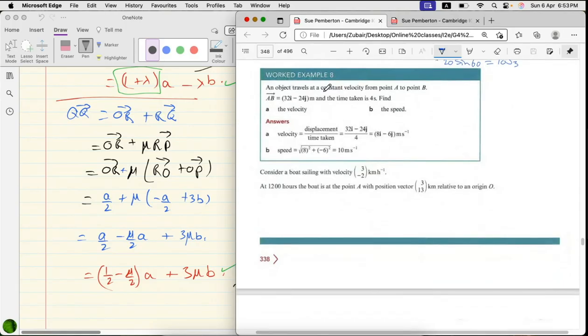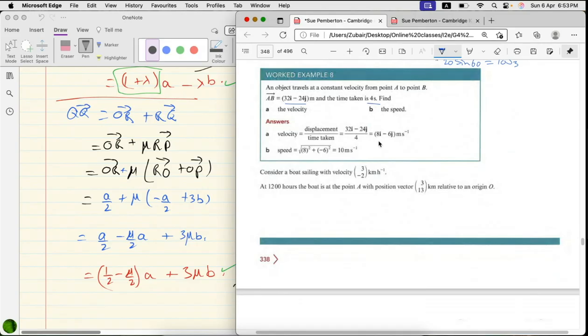An object travels at a constant velocity from point A to point B. AB is given as 32 in the x direction and minus 24 in the y direction. The time taken is 4 seconds. Find the velocity. The velocity is displacement per unit time, and time is given as 4 seconds.